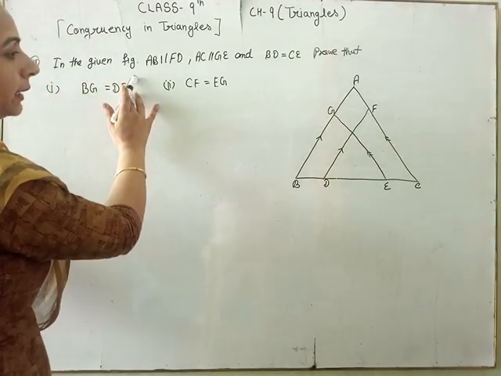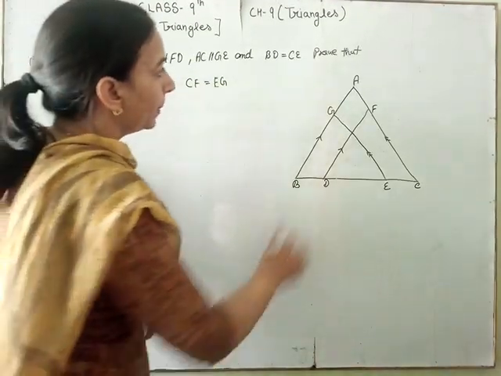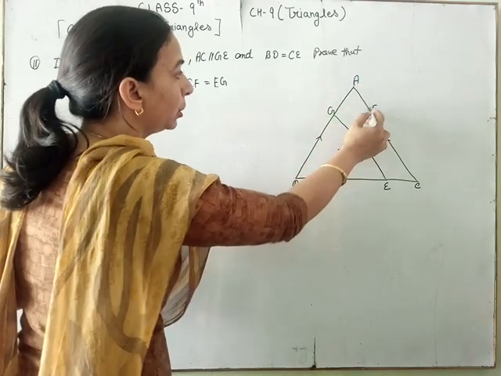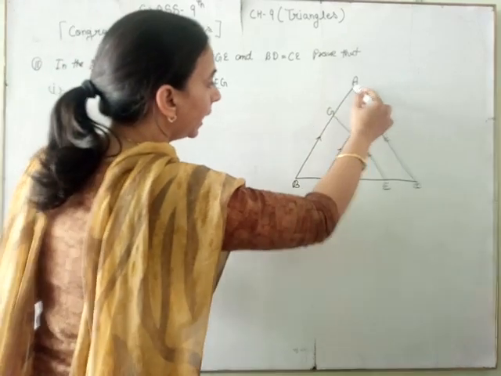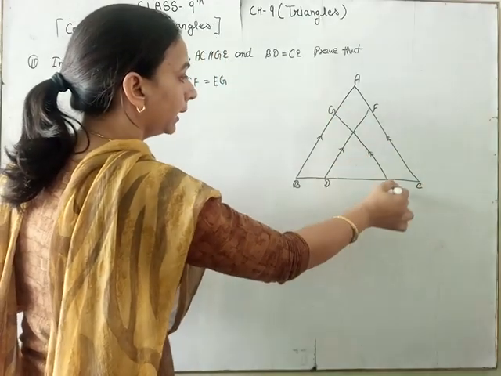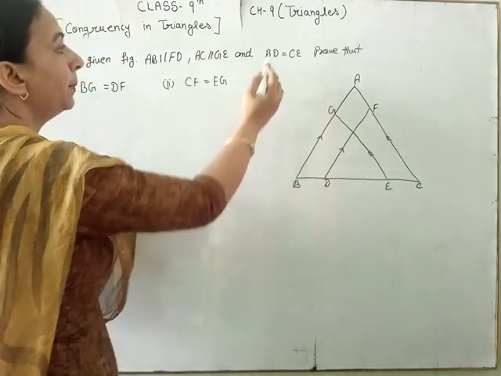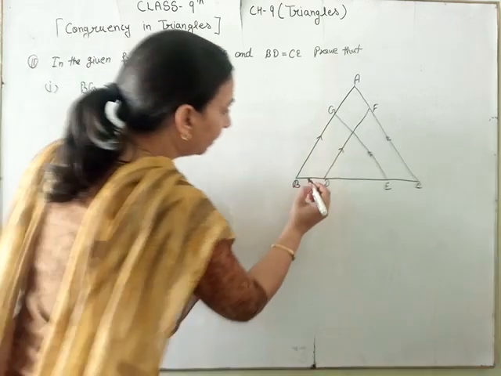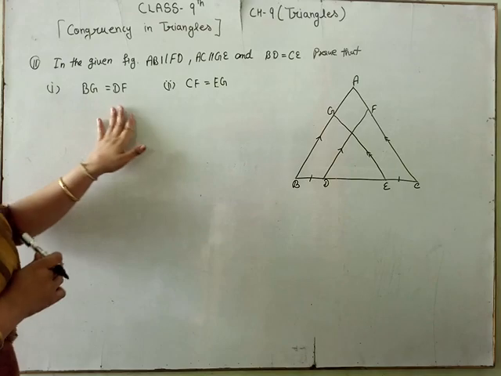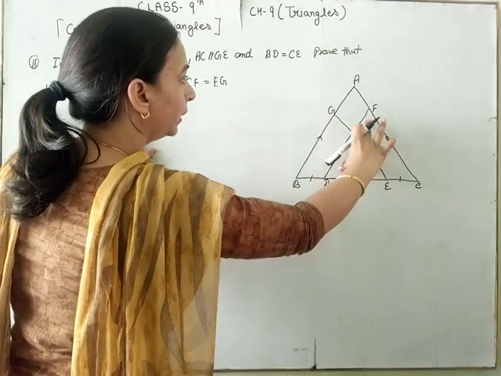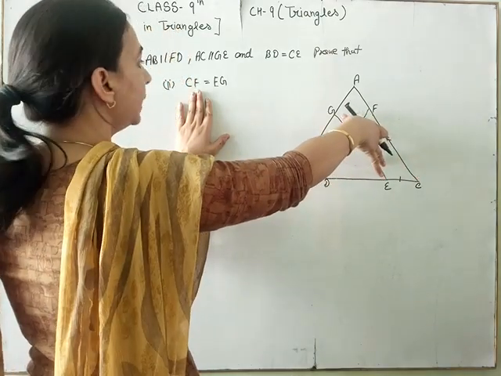In the given figure, AB is parallel to FD, and AC is parallel to GE. Student, this is parallel to this and this is parallel to this. Next, BD equals CF. Prove that, first part, BG equals DF, and in the second part, CF equals GE.